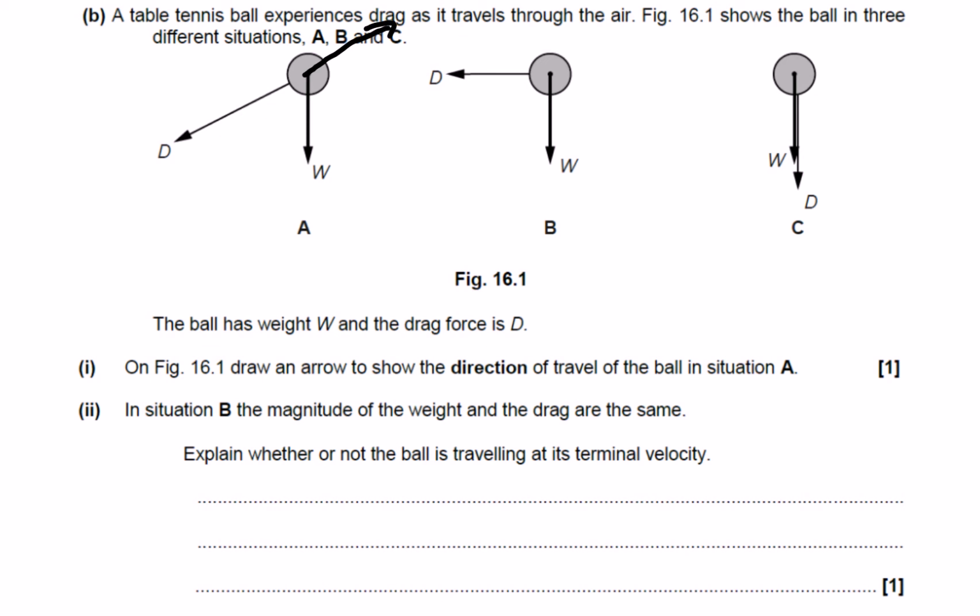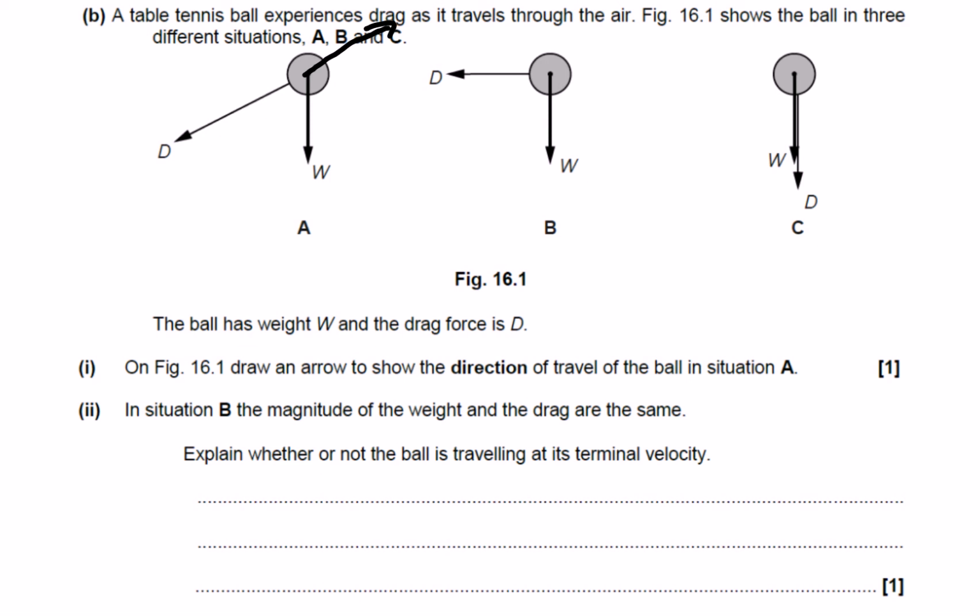A very common mistake, what people did is they did some kind of a resultant force between W and V, but what we're looking at here is the direction of travel, so our arrow here is going to be the velocity vector, essentially, whereas D and W are both forces.